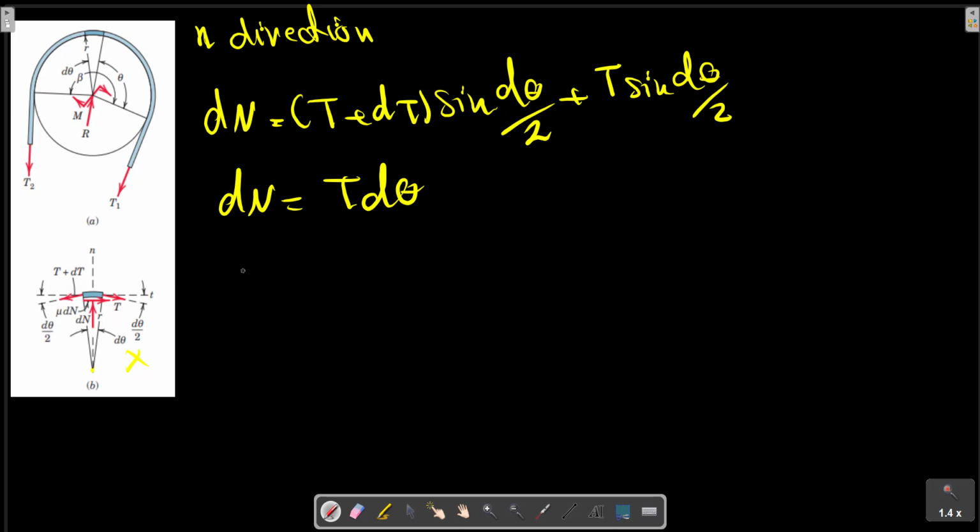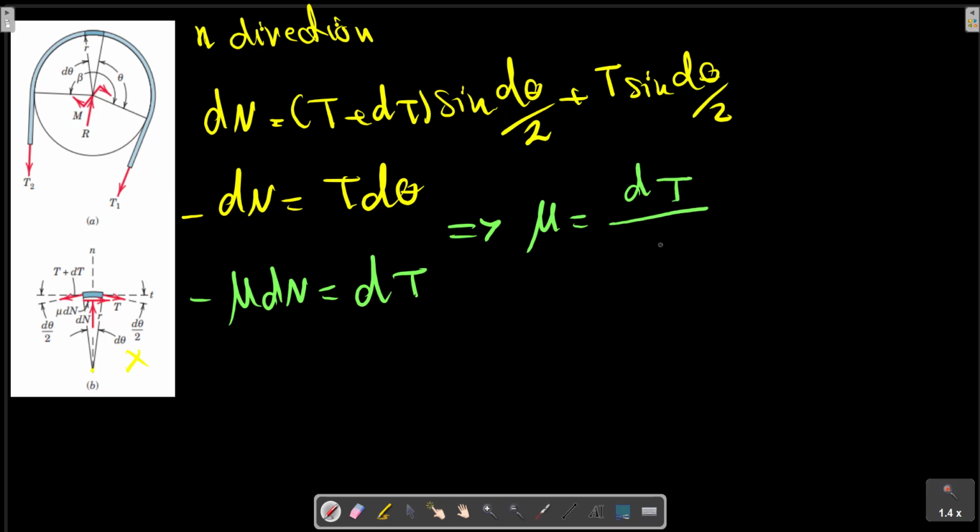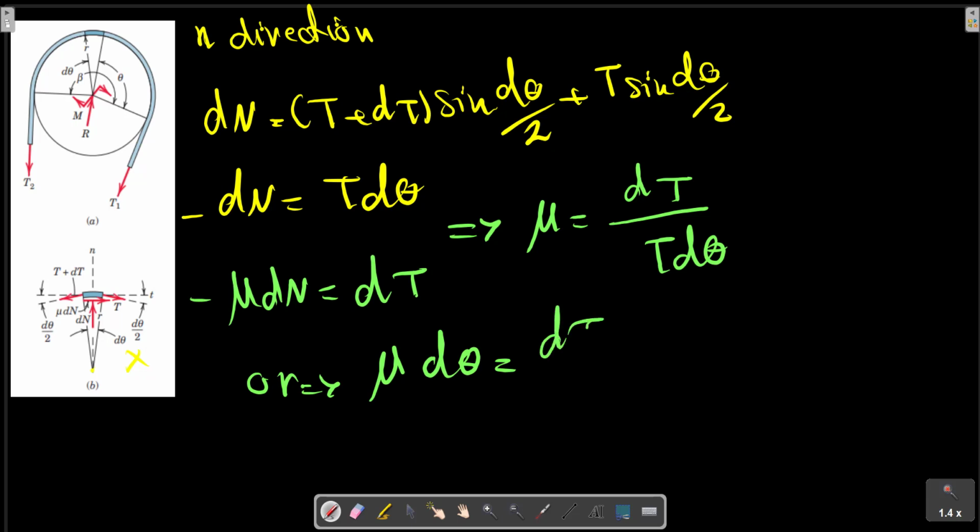Combining the two equations of equilibrium, the first one was mu dN equals dT. We have this relation: mu d theta equals dT over T.